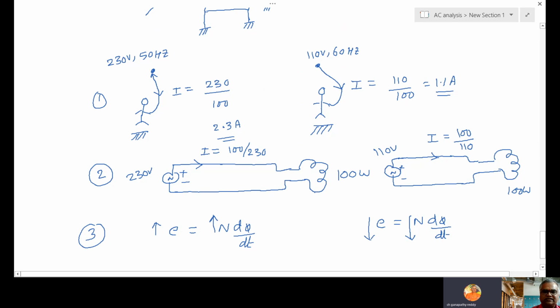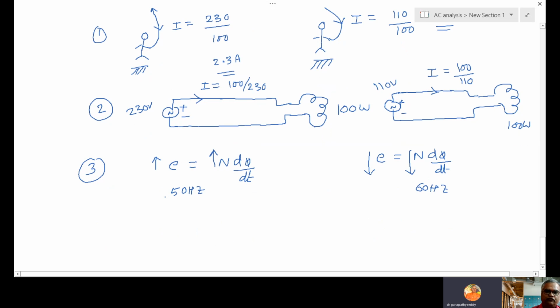But when turns are fewer, it is lightweight, so they are able to rotate the conductor fast. Therefore, they can go up to 60 Hz. Whereas in the Indian system, more turns, more weight, they rotated the conductor up to 50 Hz only. So high voltage, low frequency; low voltage, high frequency. High voltage, high frequency is very, very tough. Low voltage, low frequency is easy, but no use.